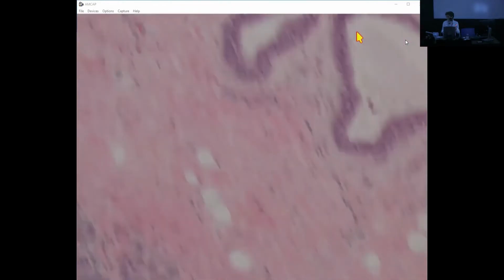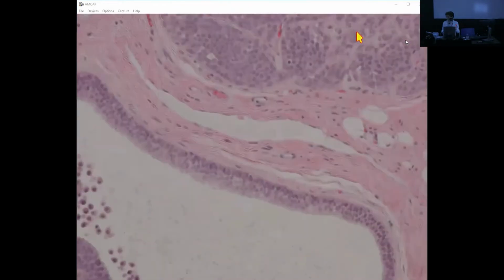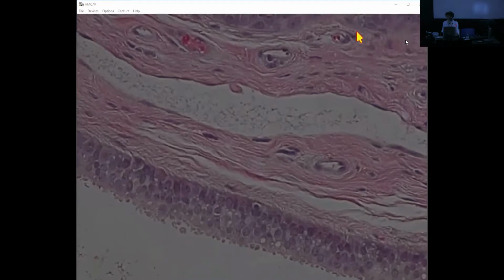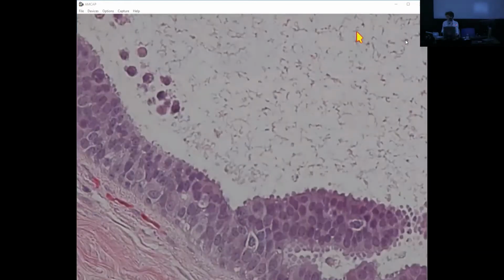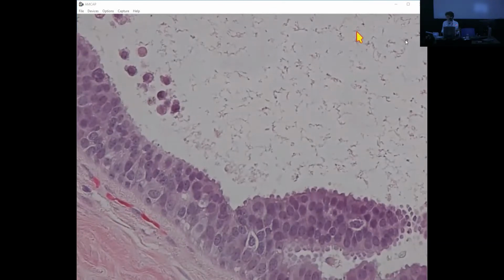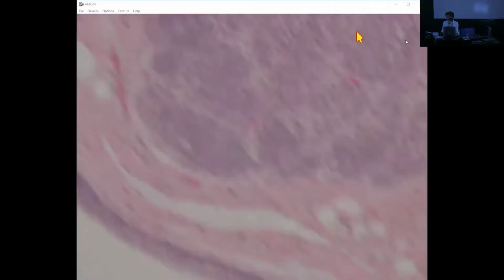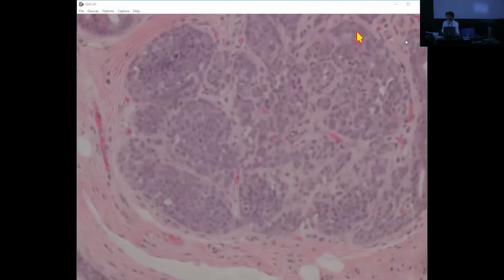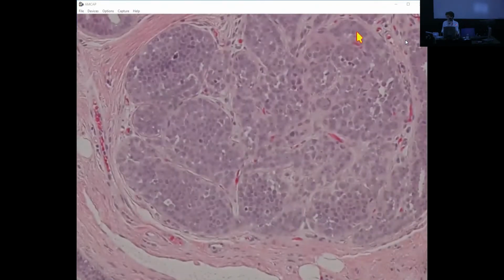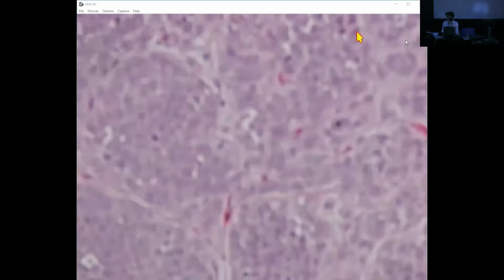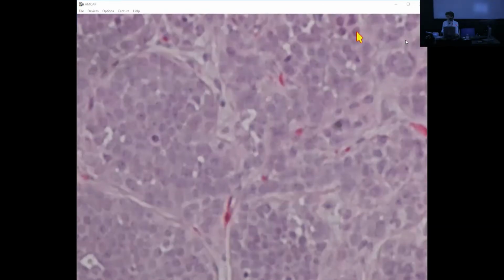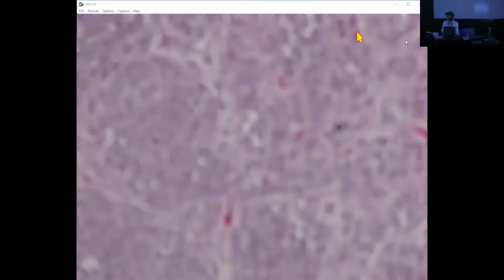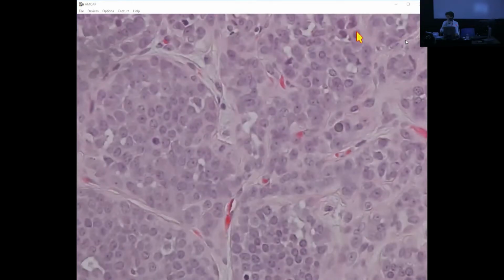If you look at the nuclear features of these cells right here, they're nice and round, and they have very small inconspicuous nuclei. These are ductal cells, so nicely cohesive. And then right next to it, there is a focus that has lobular neoplasia. And the nuclei look exactly the same, at least to me. They look really similar.